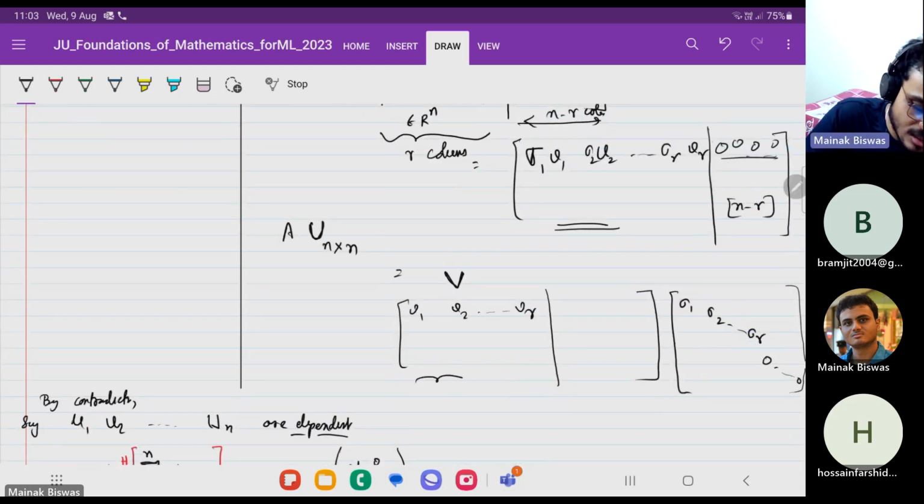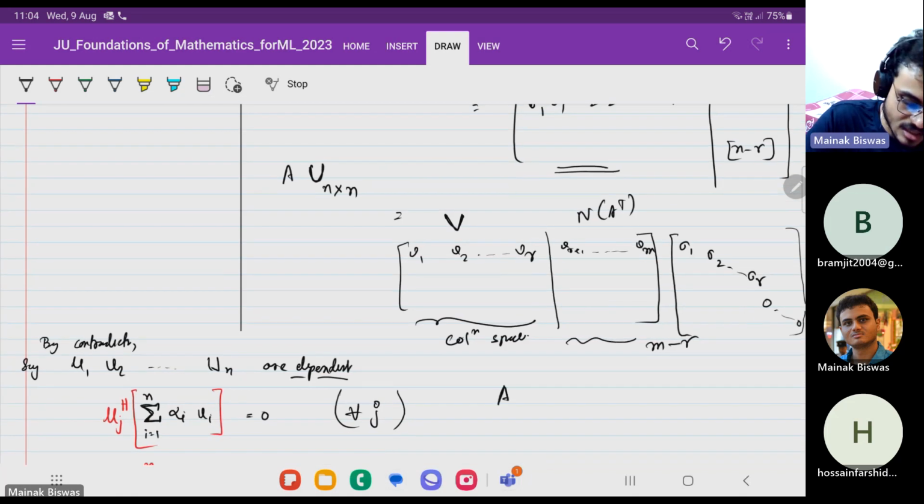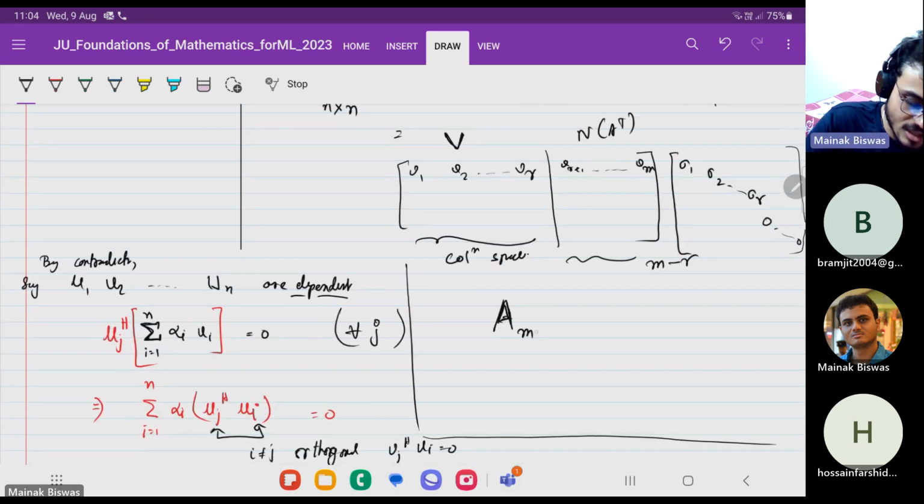So VR is in the column space, right? Which space will you add these to? You will add the remaining M minus R of them in the null space of A transpose, so VR plus 1 to VM. So you get a decomposition like this. A, which is an M cross N matrix. For any M cross N matrix, you get U, which is an N cross N matrix, V, which is an M cross M matrix, and a sigma matrix, which is M cross N. You will augment it with zeros accordingly.